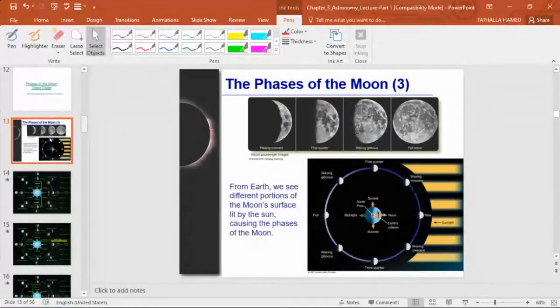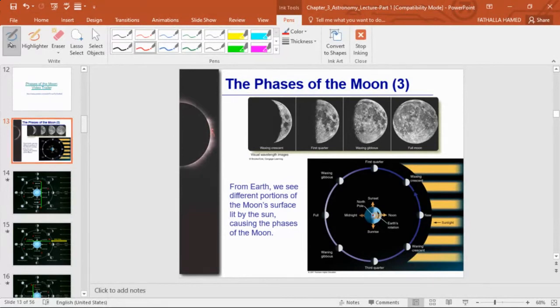The way we look at the Moon, we see the Moon makes different phases as we look at it. Now, the Earth itself, as we discussed, is a planet, and planets do not produce any light. They only reflect sunlight. The same thing happens for the Moon. It only reflects sunlight.